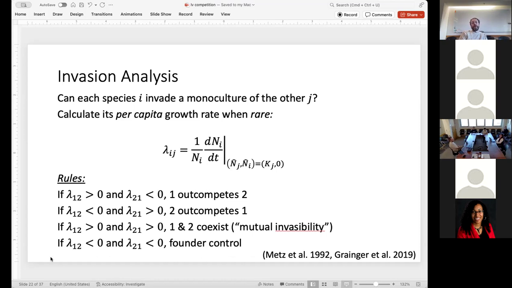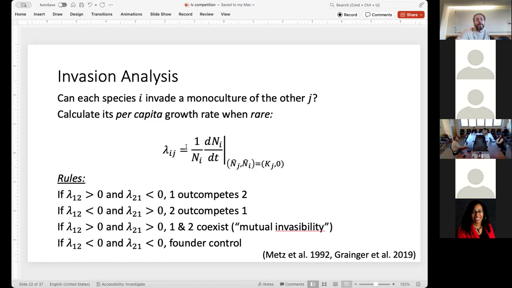The idea of invasion analysis is to consider each species by itself with the other one absent. If you sprinkle in the second one, the invader, can it grow when rare? Can it rebound from rarity? Can it invade the system? And so we calculate that with these per capita growth rates.